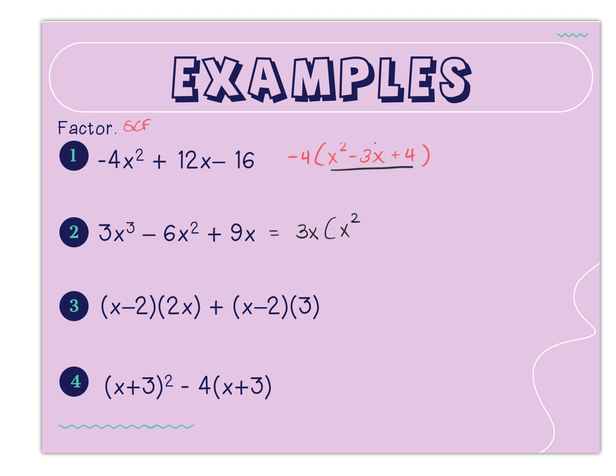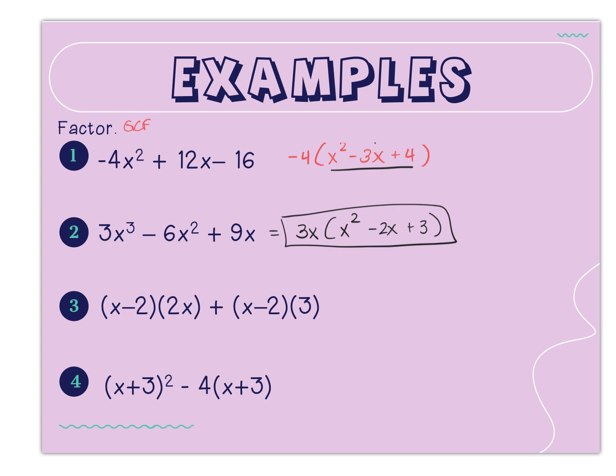6x squared divided by 3x is going to leave me with a 2x, and minus 9x divided by 3x is going to leave me with a positive 3. And so this is the factored solution. All I'm really doing on these problems is pulling out a GCF.